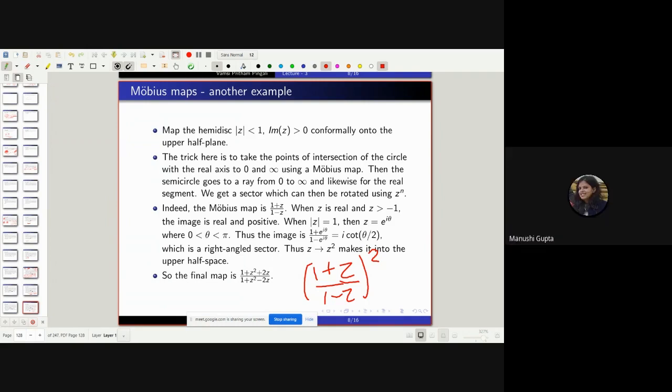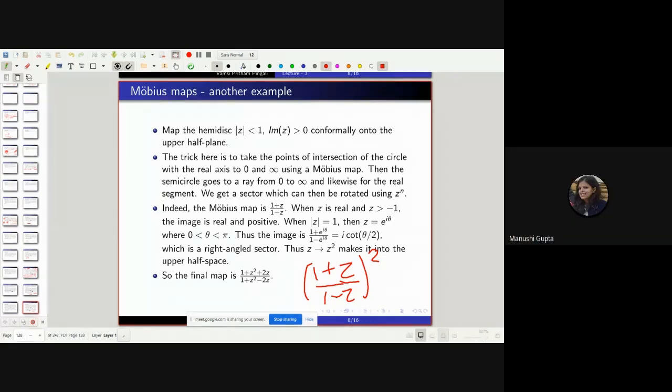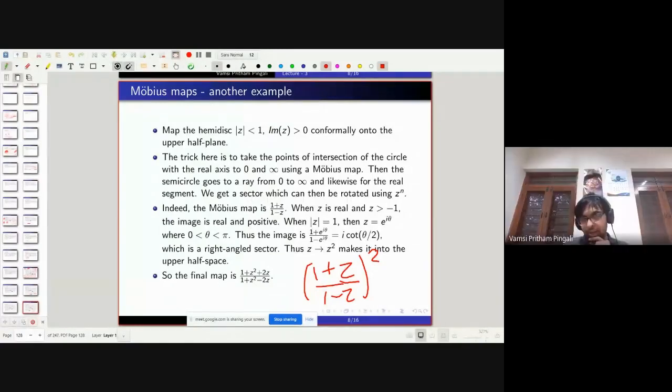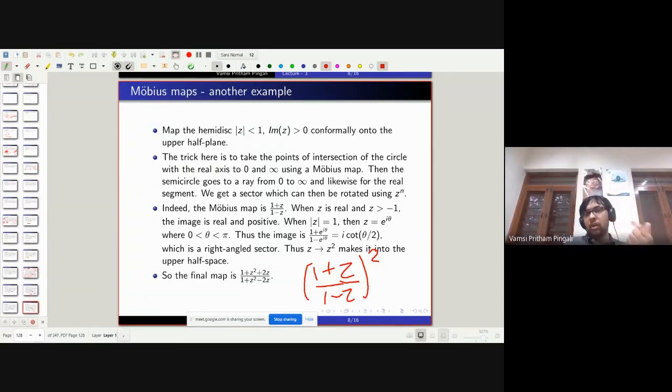In this we got a right angle sector. What if we wanted some other angle sector, maybe some acute angle sector, not the right one? You don't have control over what kind of sector you would get. We got lucky here and we got a right angle sector.